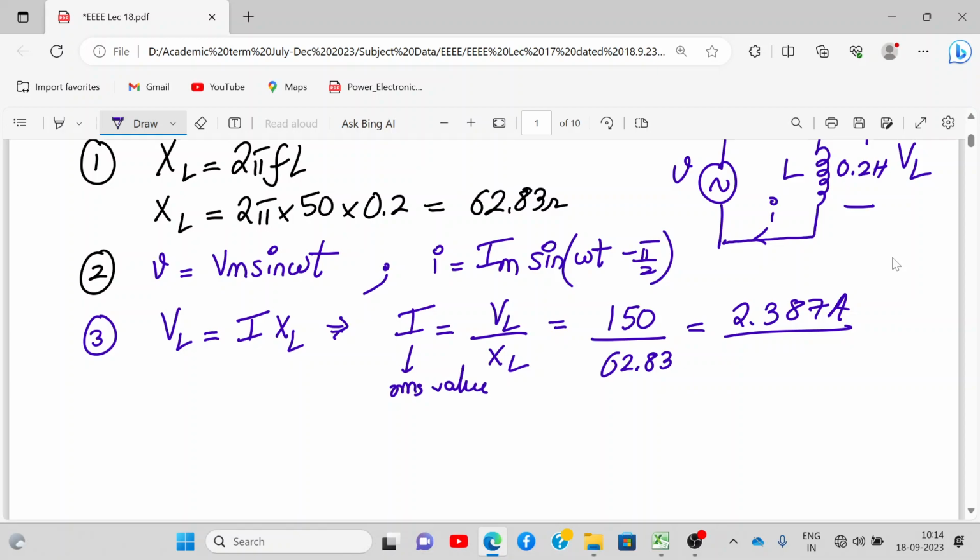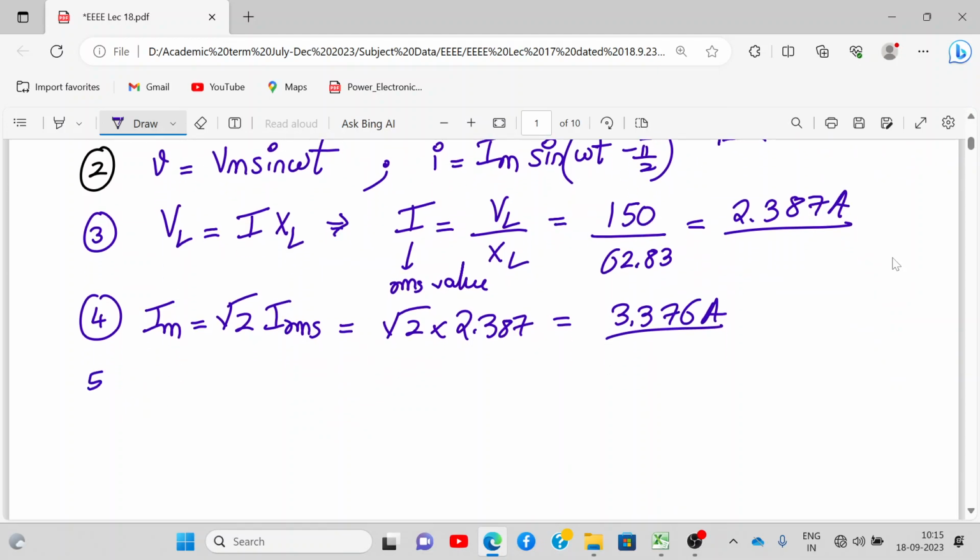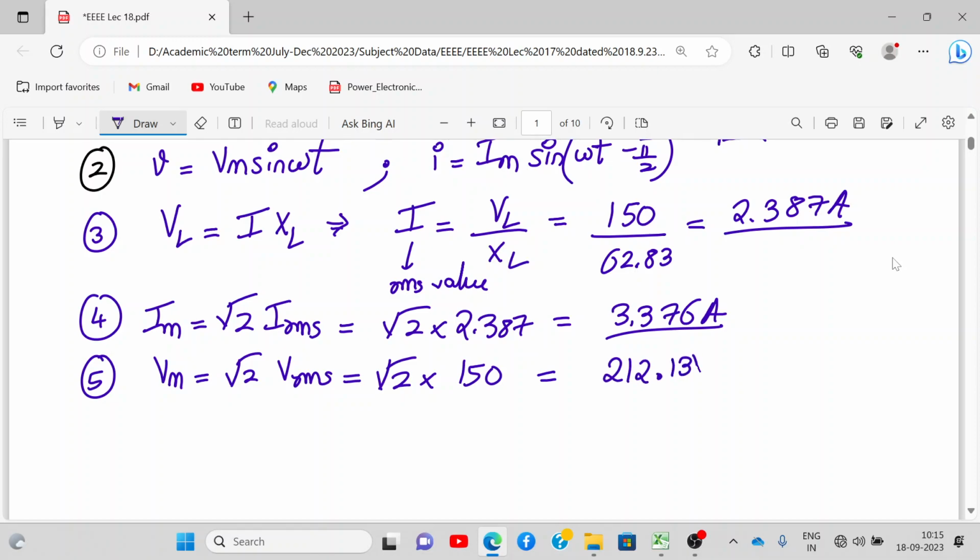Why do we require I? Because we need to calculate Im. Now, next thing is calculate Im. What will be Im in terms of I RMS? Root 2 times I RMS. So that will be root 2 times 2.387, which is 3.376 amperes. Please check this value. Similarly, Vm will be root 2 times V RMS. That will be root 2 times 150. How much is this? 212.13 volt. Please check.